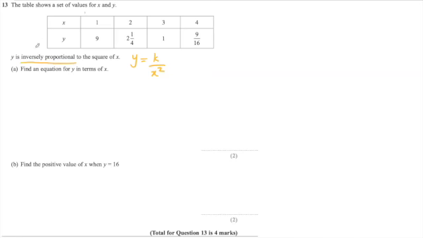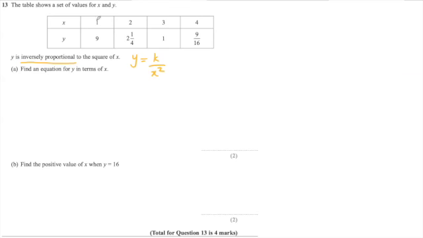Okay, now how do we find k? Well, we need x and y to find k. We can't have three unknowns to find one of them. We need to have a pair of two known values. In this case, we need to know an x and y to be able to find k. Where do we get the x and y from? Well, we have a table of values.